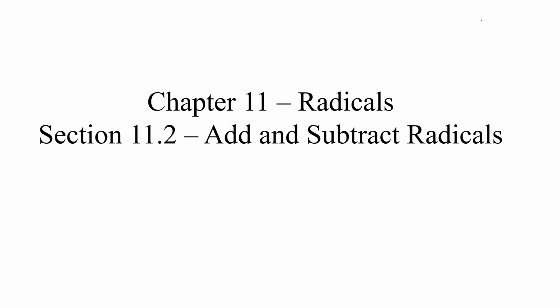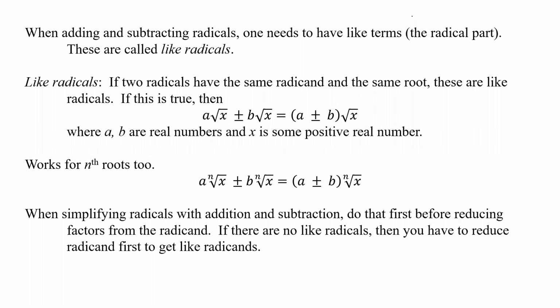Okay, today we're going to look at Chapter 11 on radicals, and we're on section 11.2. We're going to add and subtract radicals. So when we add and subtract radicals, we need to have like terms. The like term in this part is not going to be a variable, it's going to be the radical part. And what that is called is like radicals, okay, when you have the same radical part.